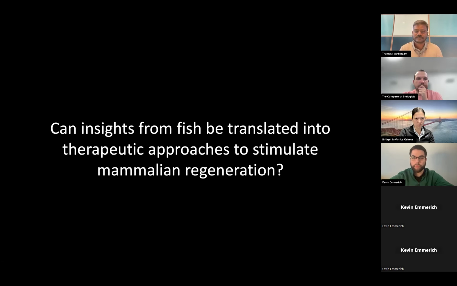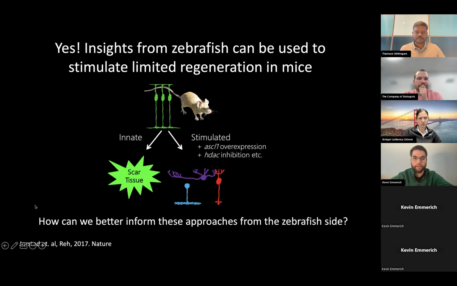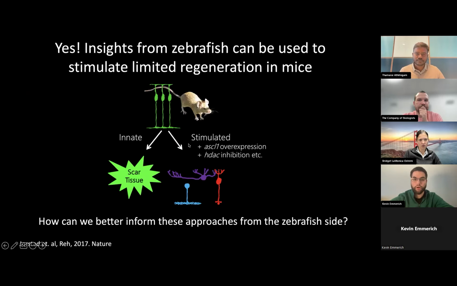And another key point we'll talk about briefly is that if we learn about regeneration in fish and see what factors are turned on to naturally regenerate, the idea in the field is that we might be able to turn on these genes or stimulate mammalian regeneration by taking some of these insights. And we know that this is possible. Work largely out of the Tom Reh lab showed that if you overexpress ASCL1 in the mouse Mueller glia and inhibit histone deacetylases, you can get limited regeneration of some cell types. So the question for our lab in part is how can we better inform these approaches on the zebrafish side?